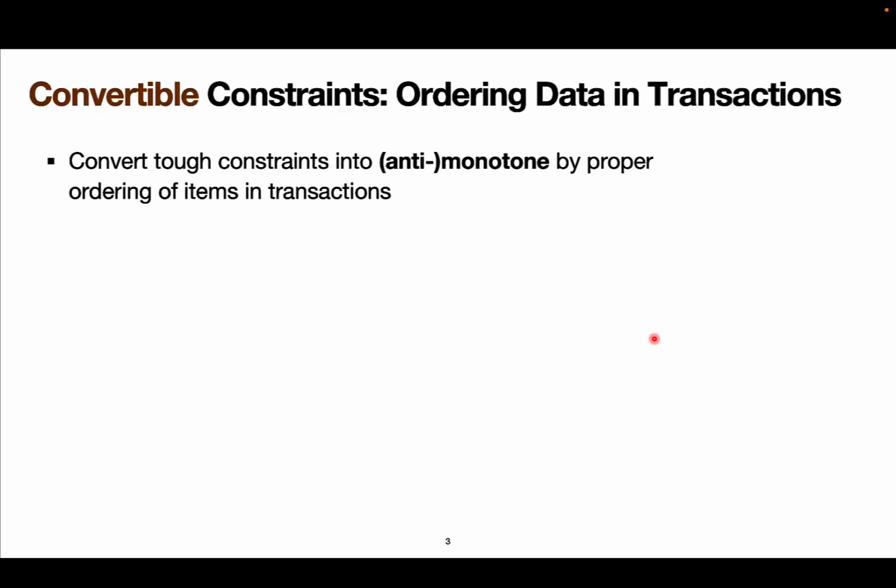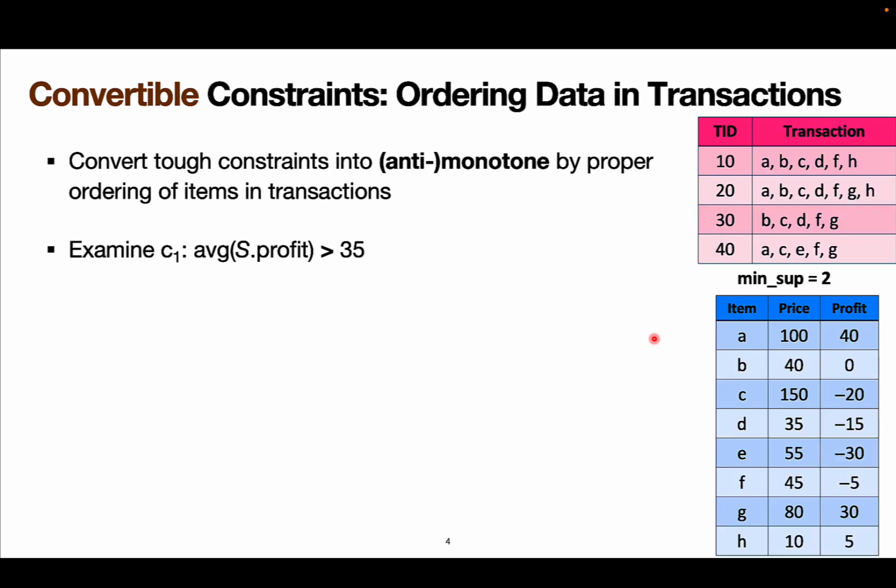Convertible constraints, at first glance, may not look like monotone or anti-monotone, but with some transformation of the data, we can convert them into anti-monotone constraints. Here's an example. We still work on the same database with price and profit. The constraint says average of s.profit greater than 35.